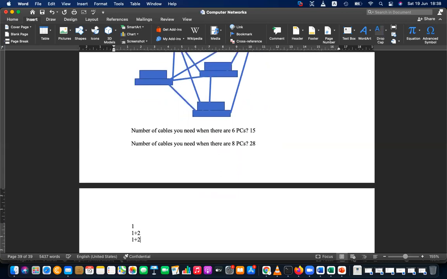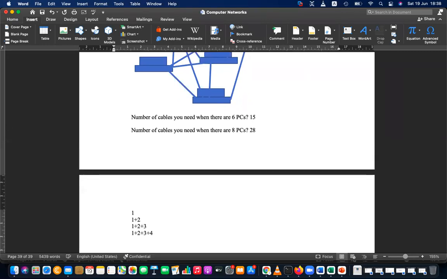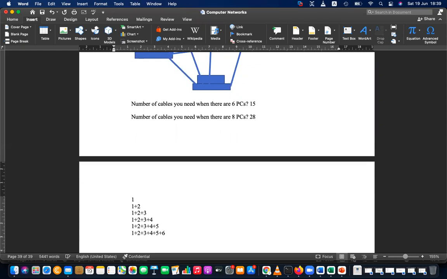If you have four, 1 plus 2 plus 3, you need 6. If you have 5, it's 1 plus 2 plus 3 plus 4, you need 10. If you have 6, 1 plus 2 plus 3 plus 4 plus 5. Then 1 plus 2 is 3, 3 plus 3 is 6, 6 plus 4 is 10, 10 plus 5 is 15 for 6. For 7, you need 1 plus 2 plus 3 plus 4 plus 5 plus 6, which is 21. For 8, 1 plus 2 plus 3 plus 4 plus 5 plus 6 plus 7, which is 28.